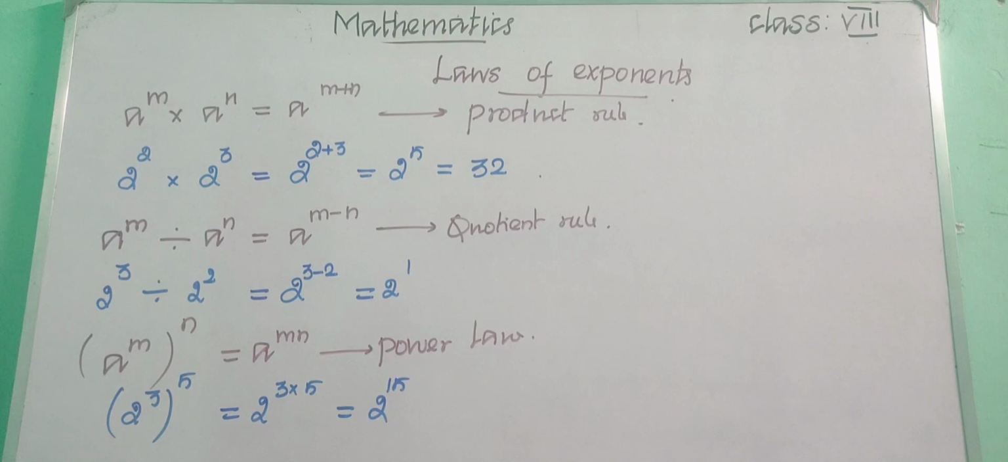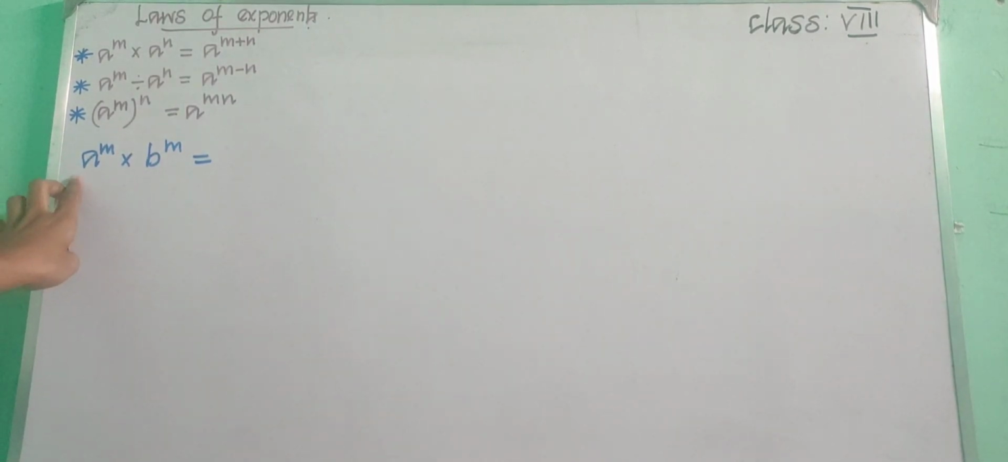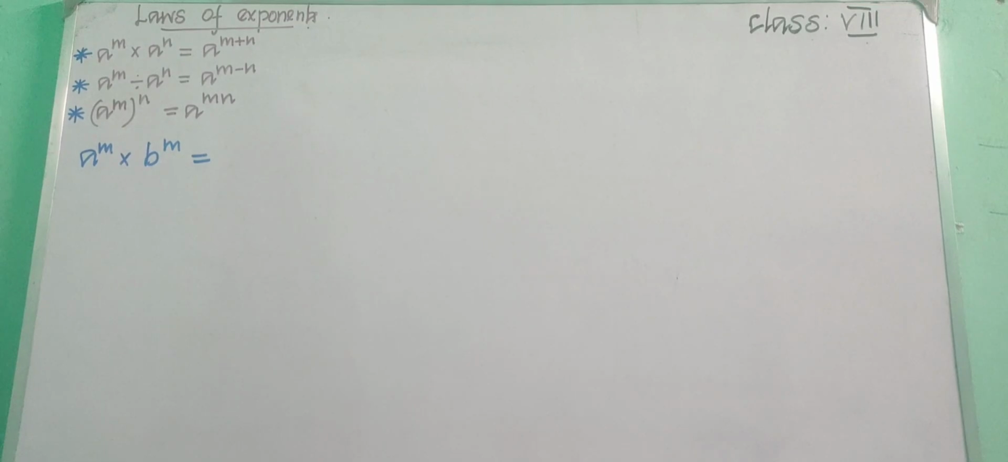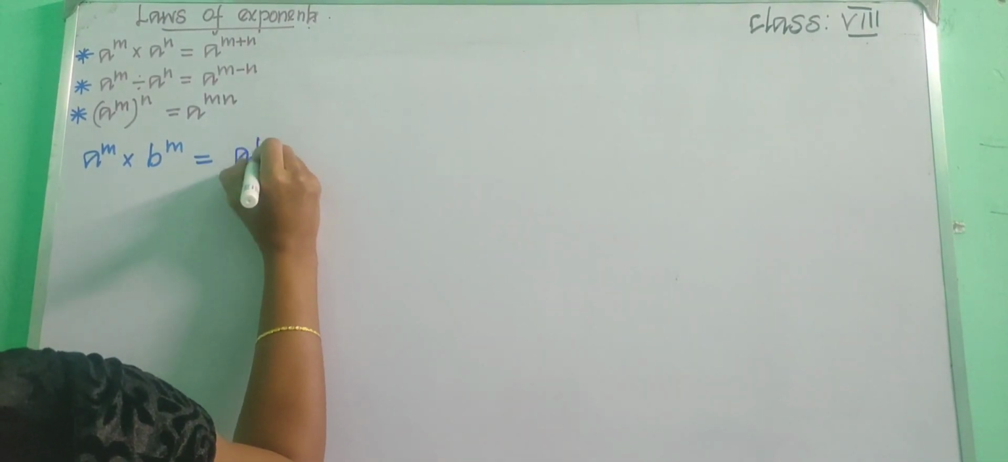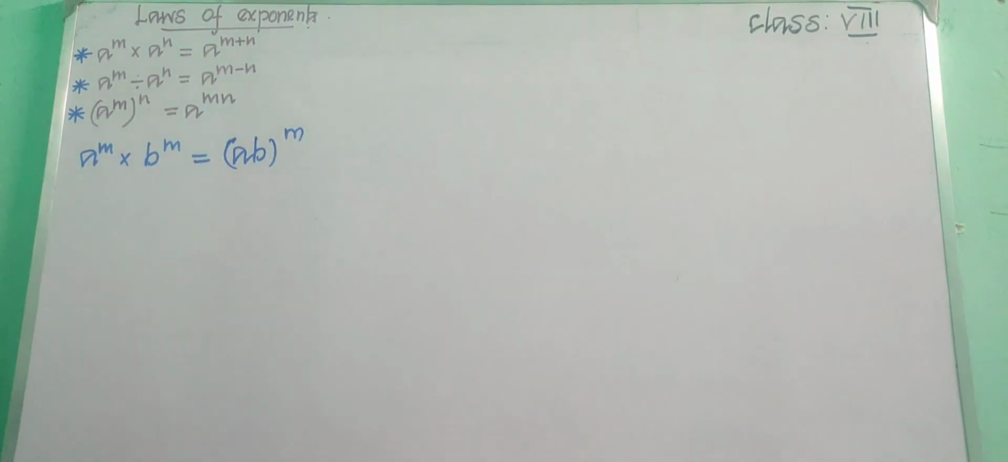Okay, let us see the next rule. If you have a power m into b power m, we have different bases a and b, but the powers are the same. Here m, here also m. So how will you write? We can multiply the bases and write the power as a single term. We can write it as ab, the whole power m.